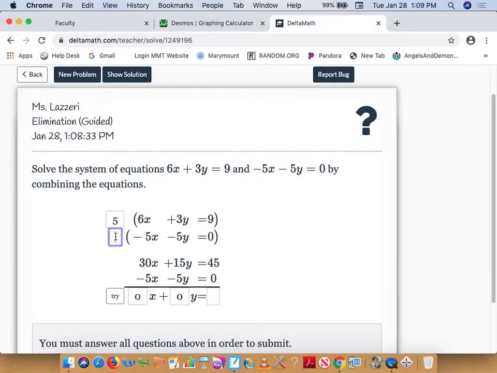All right, so Bailey, we're trying to get them both to be 15. What do I do to the bottom one? Bailey? 3. Okay, she didn't need a negative 3. Sometimes I might need that, but right now they're going to have different signs. Okay, now I'm going to add. I have 15x.